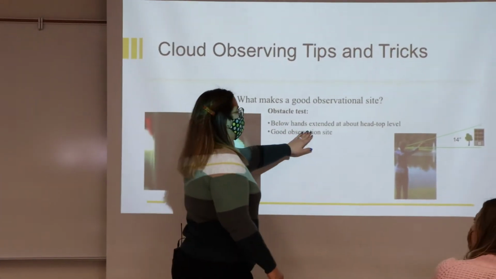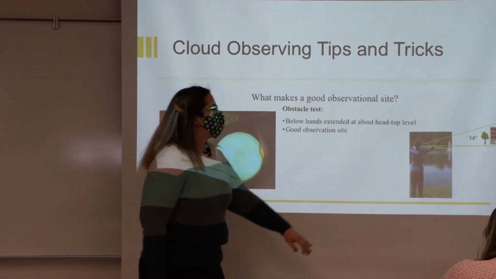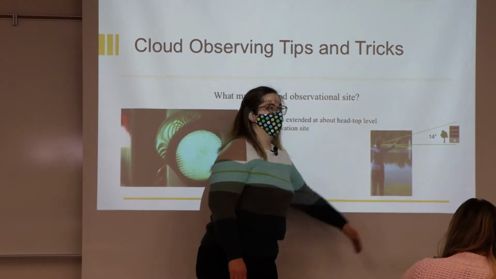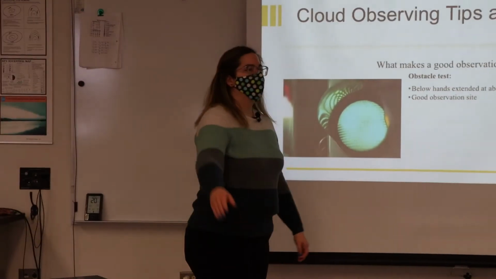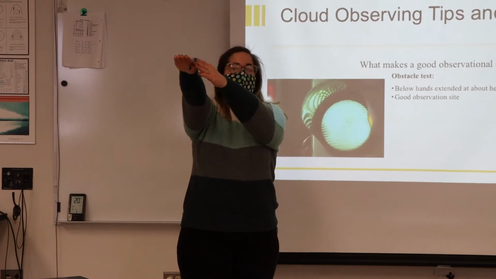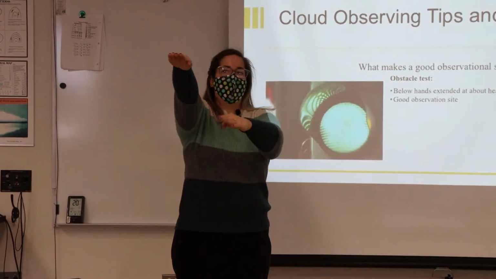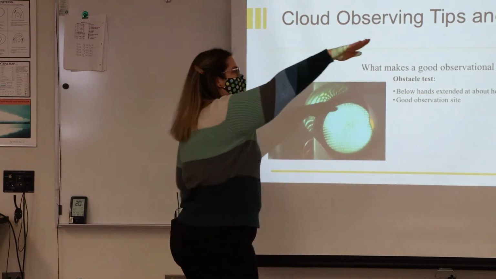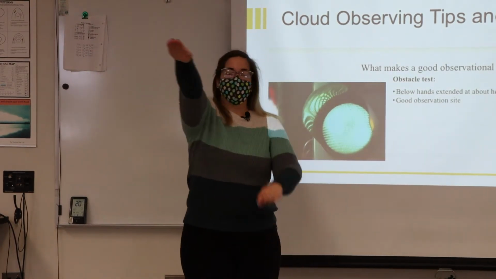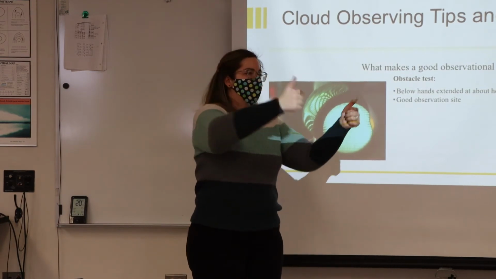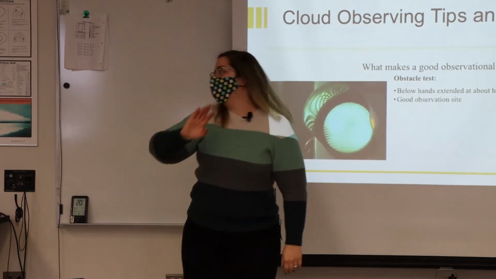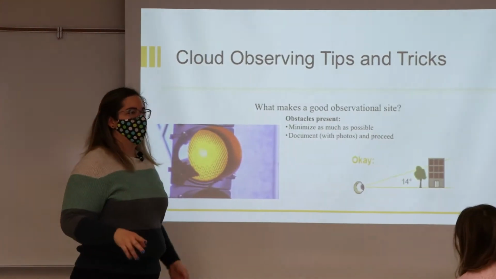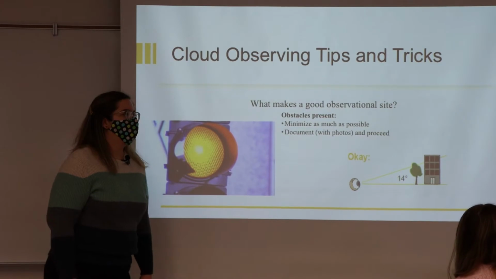We want to make sure that we're in a good spot. So we've got an observer here who is demonstrating a good spot. So what you'll want to do is hold your arm out so that your hand is kind of eye level. That's a good angle from the ground, from horizontal. If you spin around and everything that's an obstacle is underneath your hand, that's a good spot. If it's a little bit above your hand, that's okay. You can definitely take an observation there.